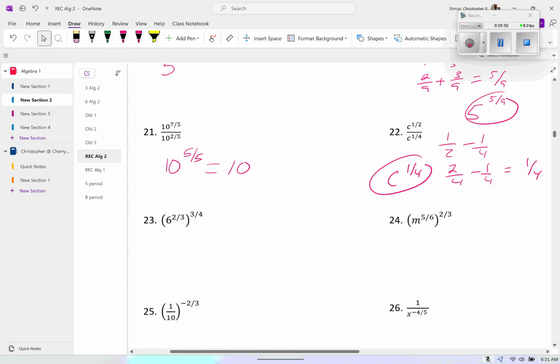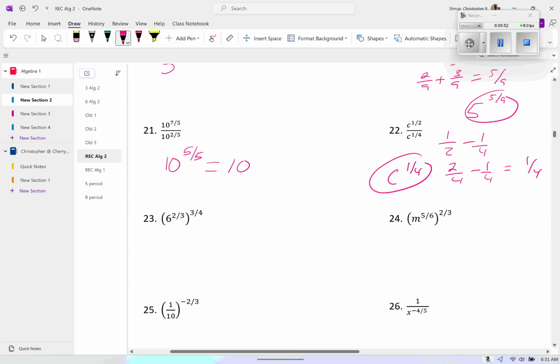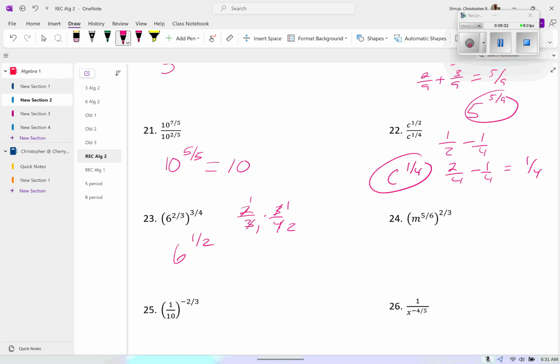Power to a power, we're going to multiply the exponents. So reduce where you can. So this is basically 2/3 times 3/4. Reduce where you can on the fraction. So this is going to give us 6 to the 1/2 power. Done. Again, we're going to multiply our exponents together. So 5 over 6 times 2 over 3. Reduce where you can. 2 goes into itself once, goes in there 3 times. So I'm going to get m to the 5/9 power.